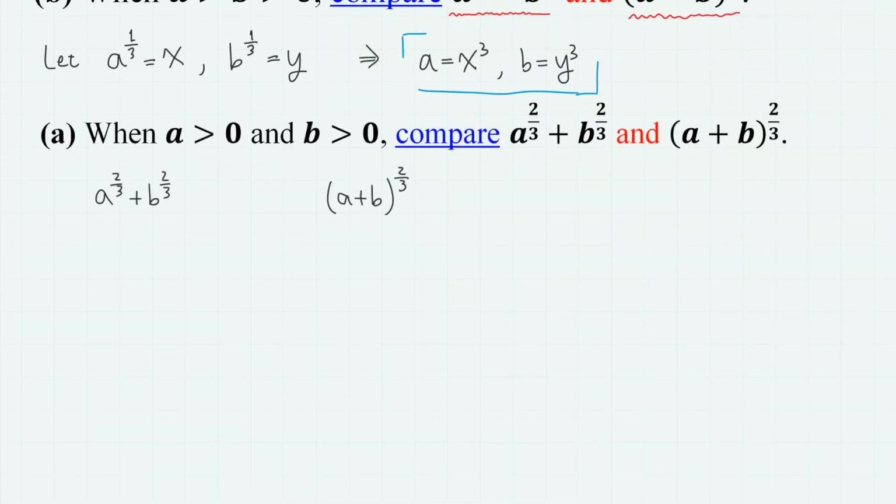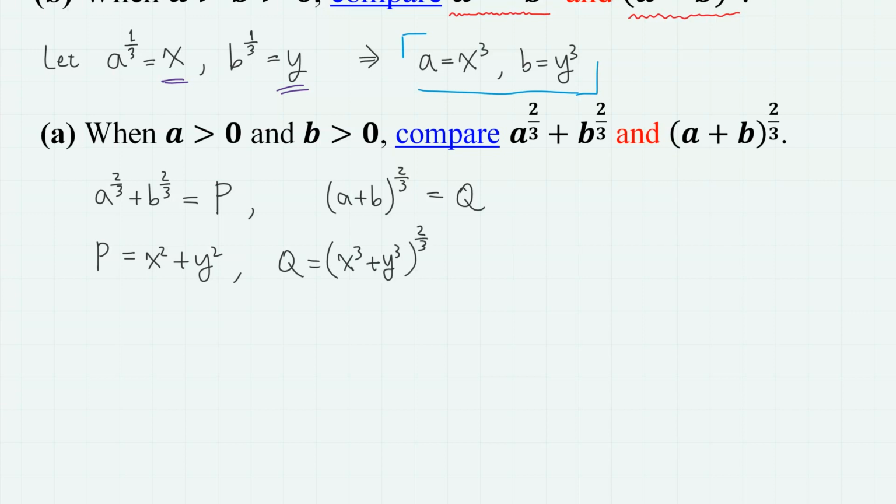So the first one, let a to the power of 2/3 plus b to the power of 2/3 be p and a plus b to the power of 2/3 be q. Then in terms of x and y, p equals x squared plus y squared and q equals x cubed plus y cubed to the power of 2/3. And x and y are positive.